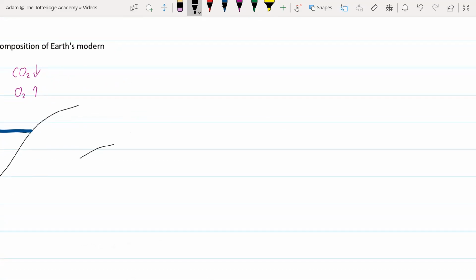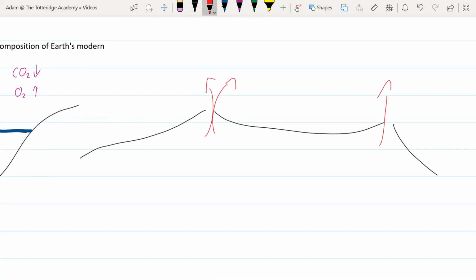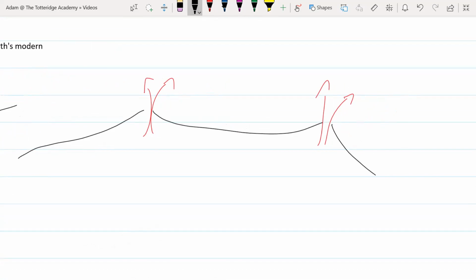Now, let's look at a diagram like this. What do you think this is a diagram showing? I'll give you a big hint. This is roughly 4.6 billion years ago. What does this show? Say your answer on 3. 1, 2, 3. I'm hoping you said it shows volcanoes.